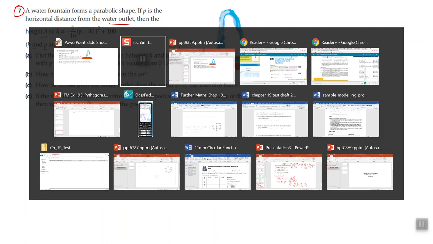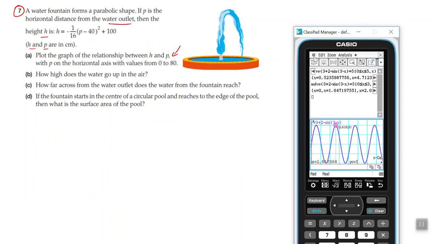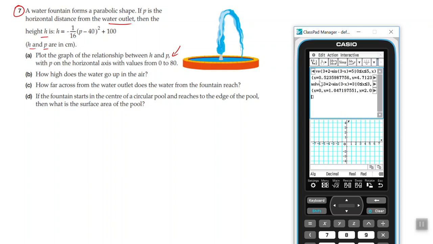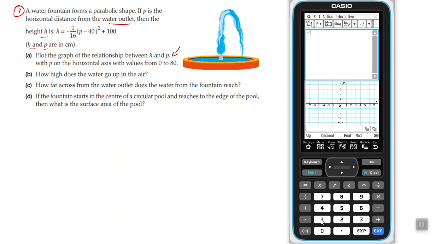We're going to employ the help of our CAS calculator. So I'm going to clear all here. What I'll do is enter the equation. We've got -1 on 16, so we'll click the negative button, -1 divided by 16, then X, so my P is like my X, minus 40, squared, plus 100.